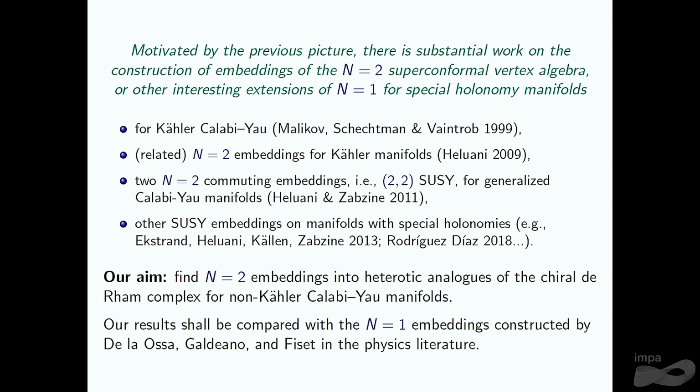In the last 7 minutes is to find these N=2 embeddings into heterotic analogs of this chiral de Rham complex. Okay, and I'm going to do that using these coupled instanton equations that I told you about. So the idea is that if we have managed to find these N=2 embeddings for these heterotic analogs from solutions of these coupled instanton equations, then we should be able, at least morally, hopefully one day, to construct characters on non-Kähler Calabi-Yau manifolds which are exchanged under mirror symmetry.